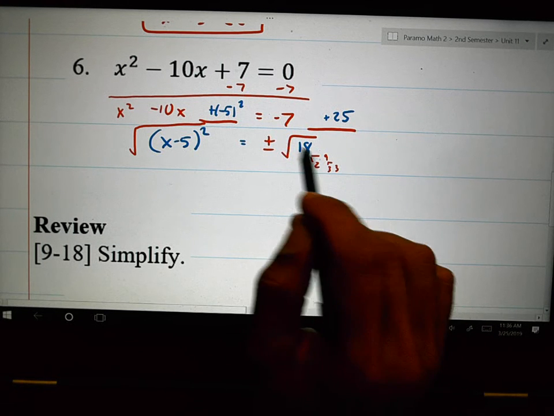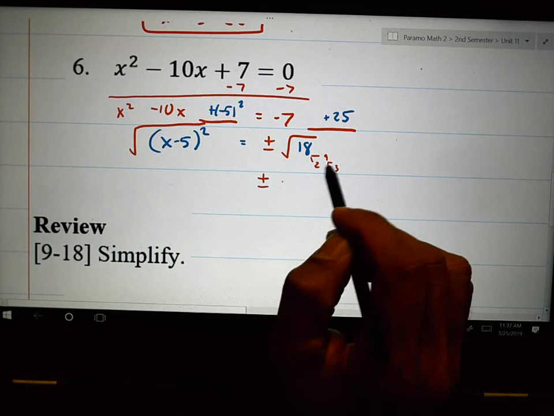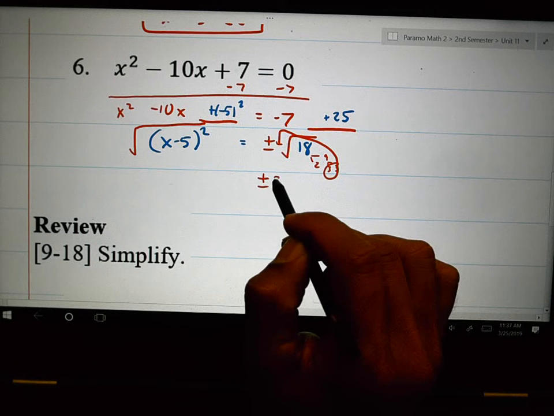Where does the 3 go? It goes right here. Plus or minus, the 3 pops out there. Root 2.